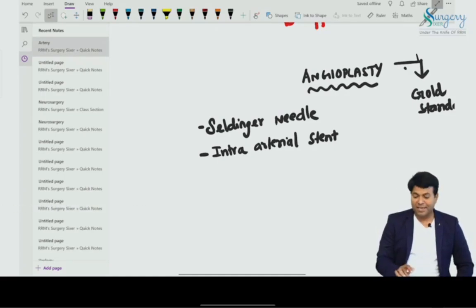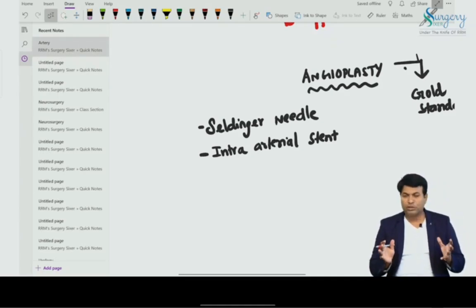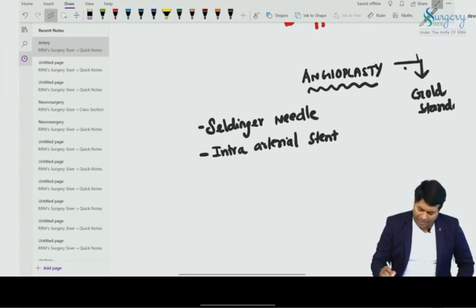And interesting is when you do angiography, everything will be symmetrical in both limbs. It will be a symmetrical lesion in both limbs. Young male, symmetrical both limb lesion, presenting with bilateral leg claudication pain. Classical feature, bilateral leg claudication pain.